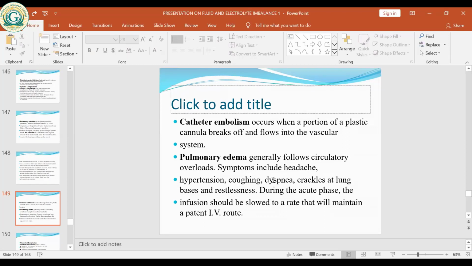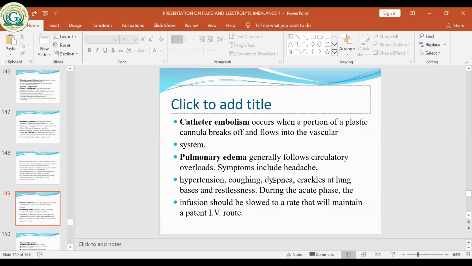Pulmonary edema generally follows circulatory overload. It's just a simple circulatory overload. You are running the infusion more than what the heart can drive at a time. So you have excess fluid around the lungs, giving you pulmonary edema. Symptoms include headache, which will definitely raise the blood pressure, so there'll be hypertension. There'll be coughing because of the irritation of fluids around the lung. Dyspnea, because the fluids will drive away the air. The heart or the lungs will beat the fluid, and there will be signs of crackles. Crackles are just like when you have a bucket of water, you put your hands inside and you move your hand.